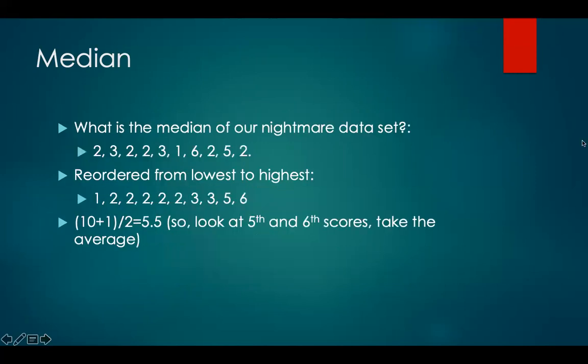So what is the median in our nightmare data set? So here these scores are ordered from lowest to highest. And we have 10 scores, so we're going to add 1 and divide by 2 to find that middle score. So here, since we have an even number of scores, we're going to have 2. That's why we have a decimal. So we're going to look at the 5th and 6th score.